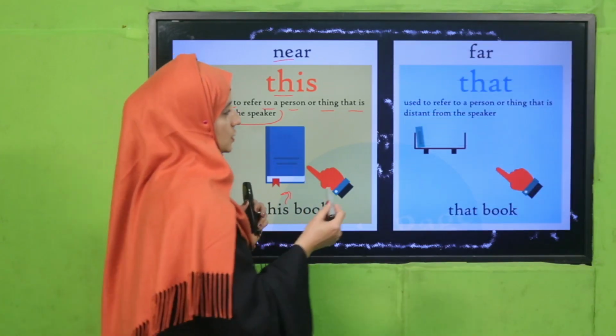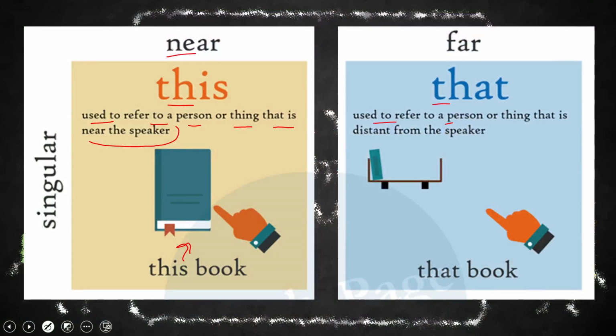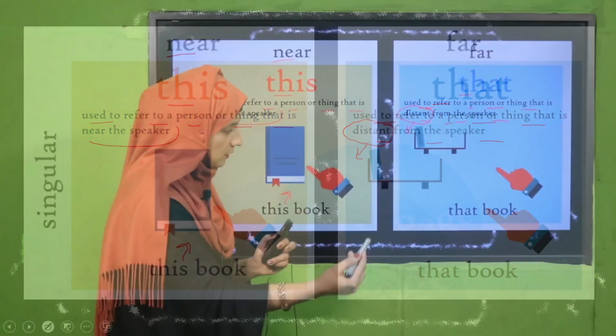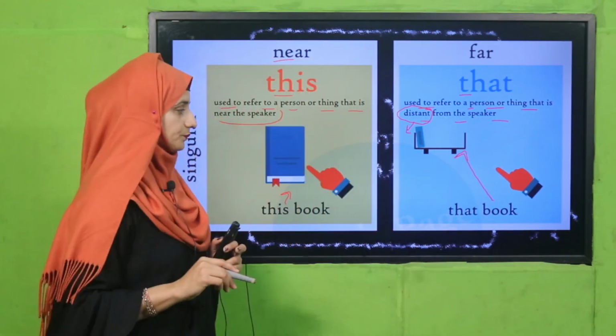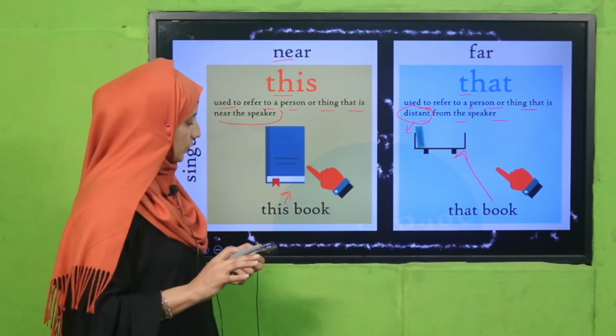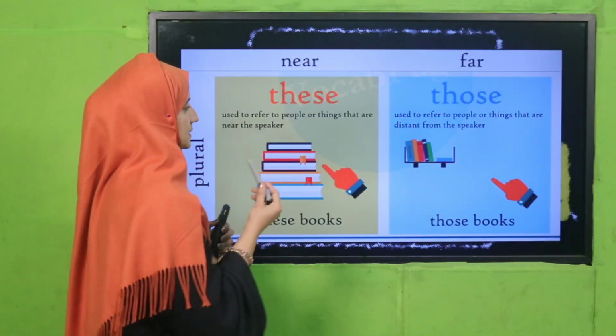Next is that, for far away things. That is used to refer to a person or thing that is distant from the speaker. Distant means far away, away from the speaker. Like we can say that book. Is it clear? Good. Next examples are the same.